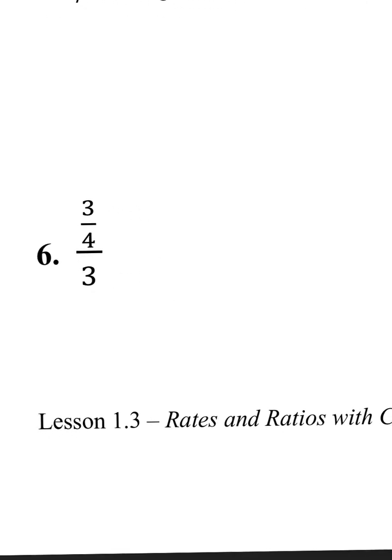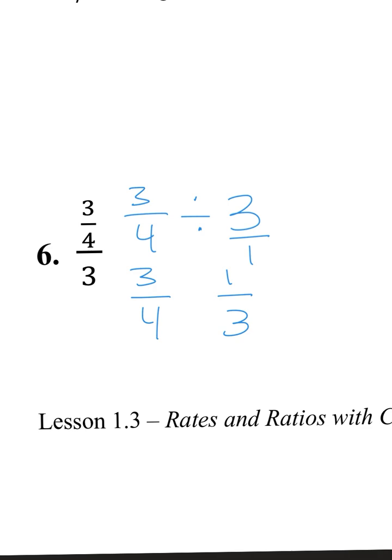On number 6, you've got 3/4 divided by 3. So again, let's go ahead and write this problem down. So 3/4 divided by 3. KFC, keep, flip, change. So keep the first fraction the same. Flip 3 to its reciprocal, so put a 1 underneath it. Flip it to its reciprocal, which is 1 over 3. And then we're going to change the division to multiplication. At this point, we're going to go ahead and multiply our fractions straight across.